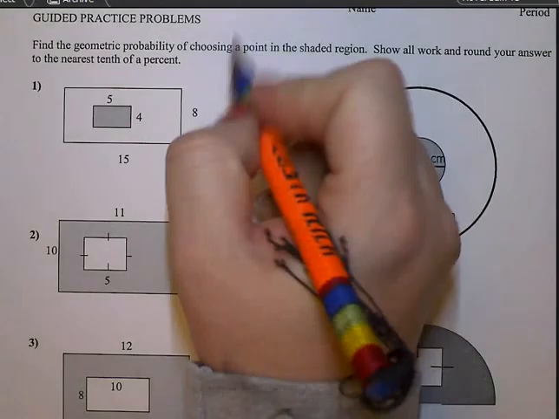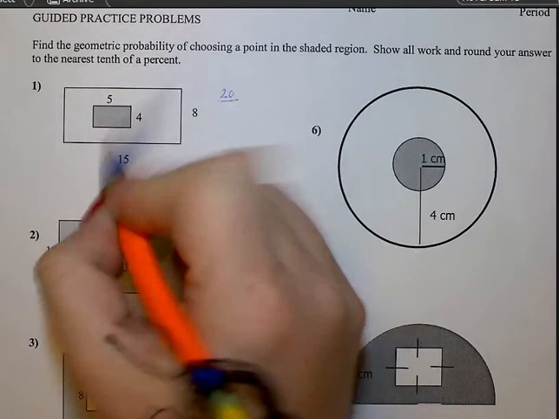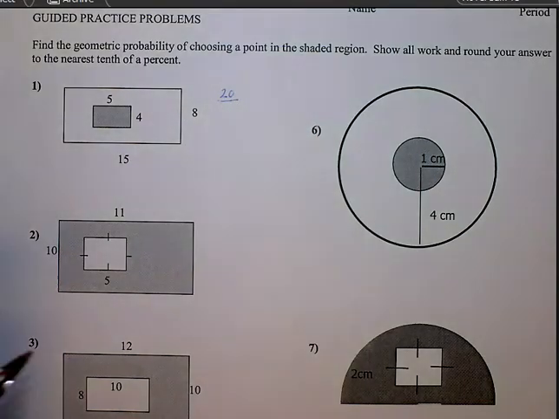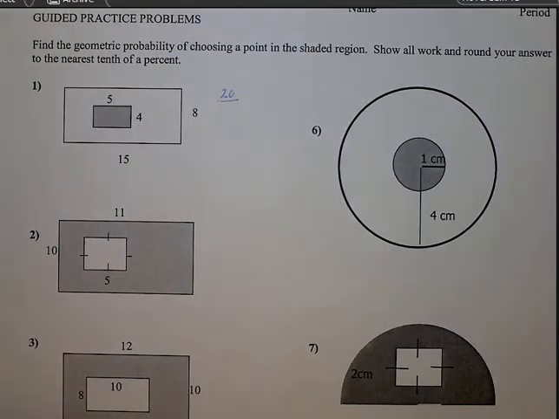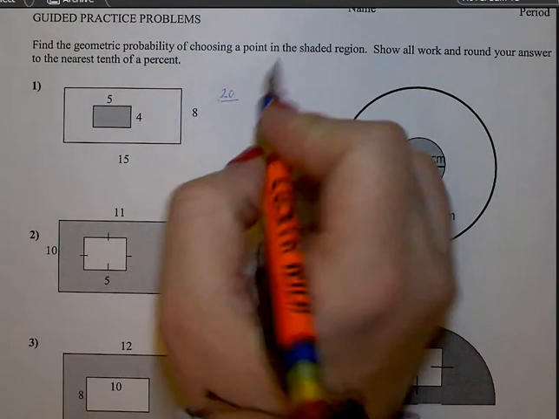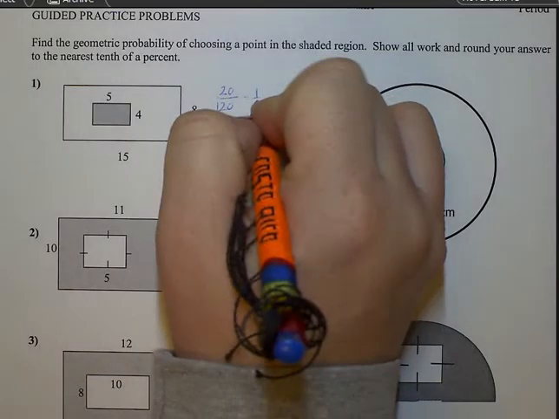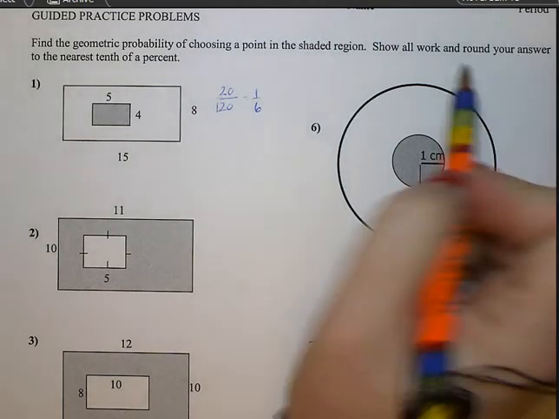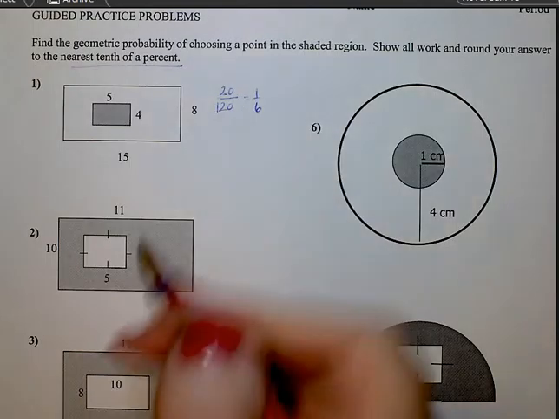We're going to do the area of the smaller region divided by the area of the larger region. So 5 times 4 is 20, and 8 times 15 is 120. And then we can go ahead and reduce that down. But for this particular problem, it doesn't tell us we have to put the final answer in reduced form. It actually asks us to write it as a percentage and round to the nearest tenth of a percent.